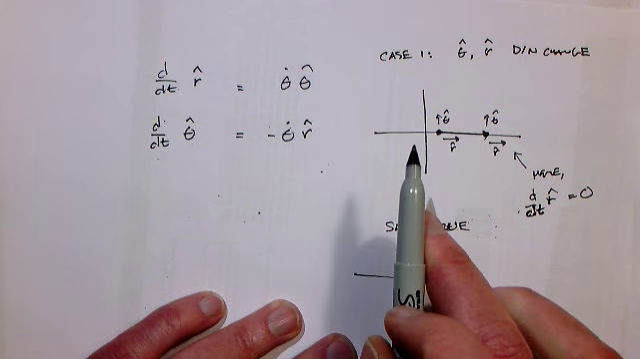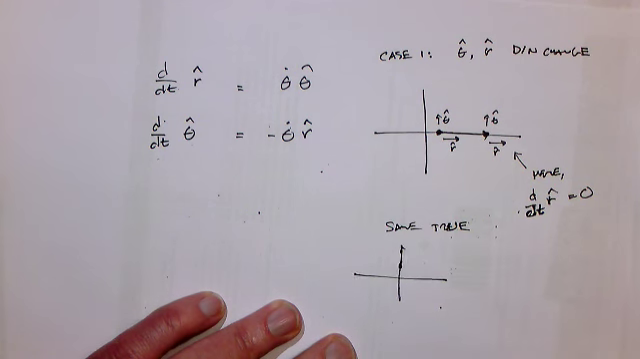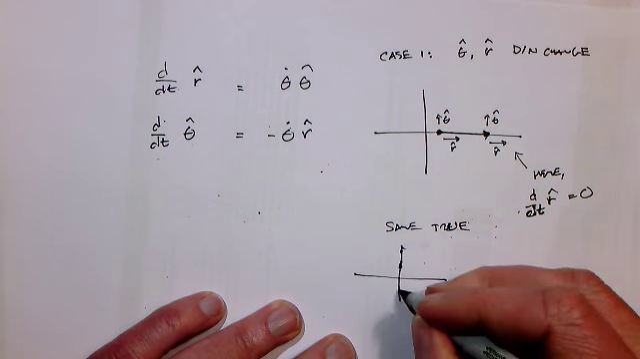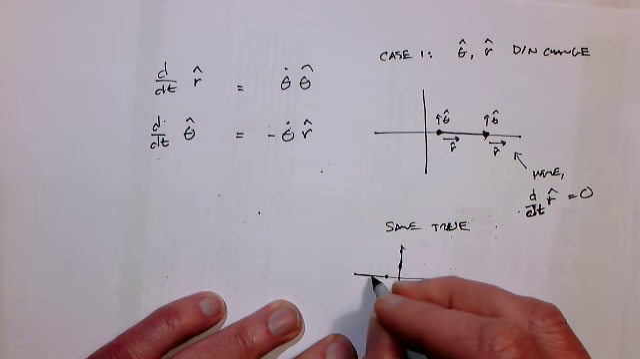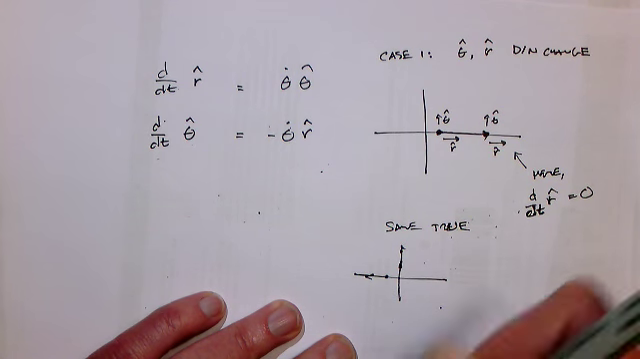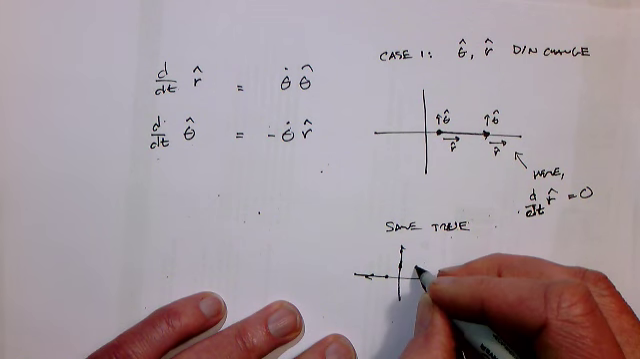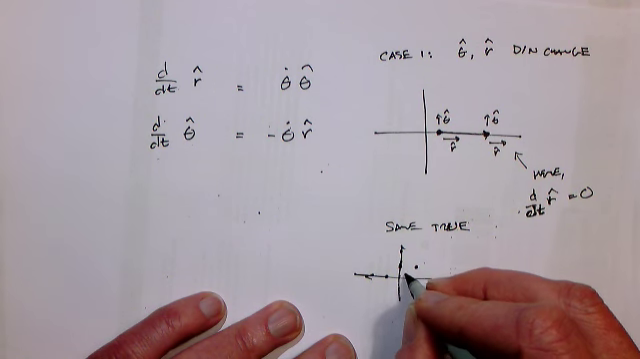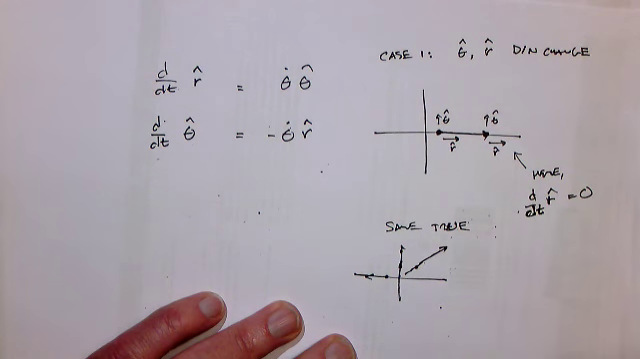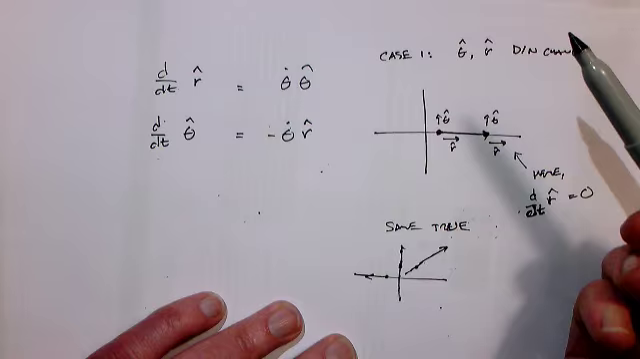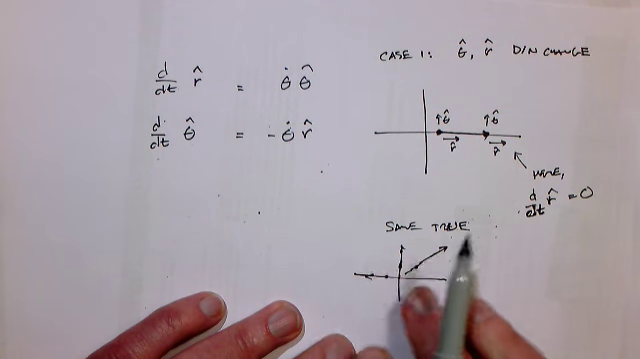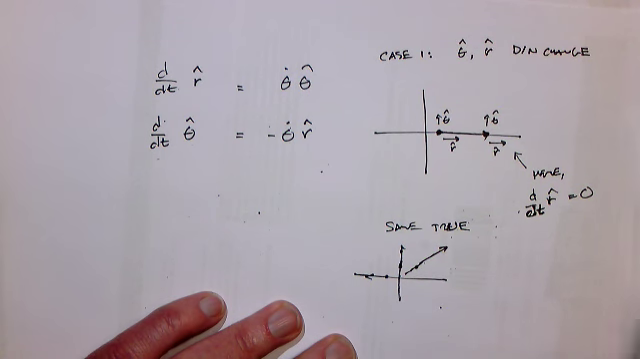R hat in this case is always up, theta hat is always to the left. When I'm moving in the negative x direction, r hat is always to the left, theta hat is always down. And simply if I were starting here and moving directly away from the origin, r hat would always be pointing outward and theta hat would always be pointing in that direction. So for each of these motions, r hat and theta hat don't change.